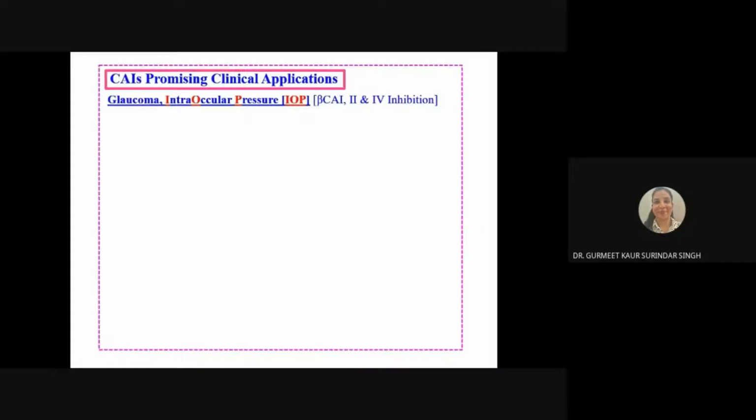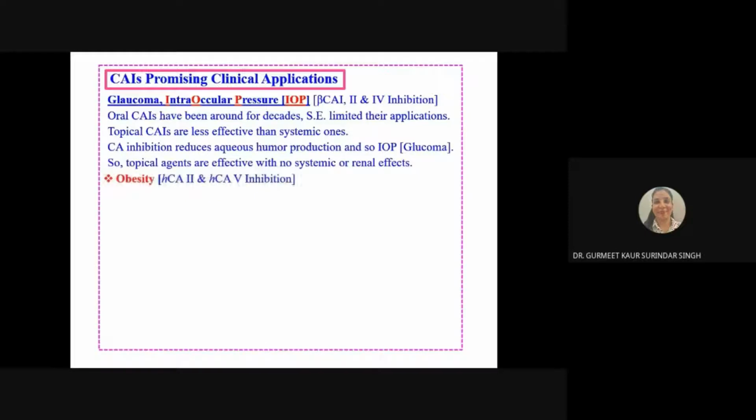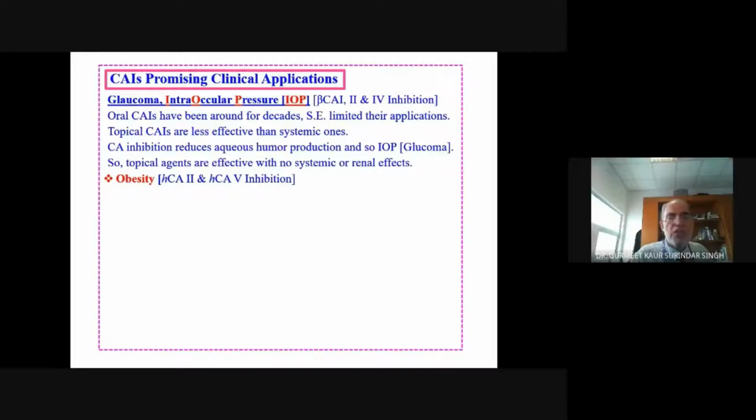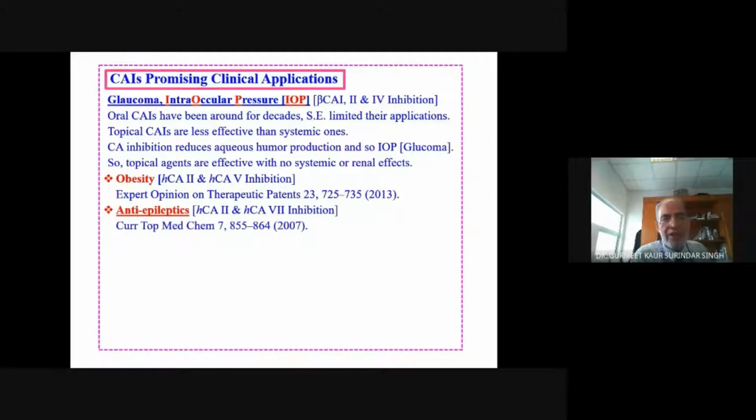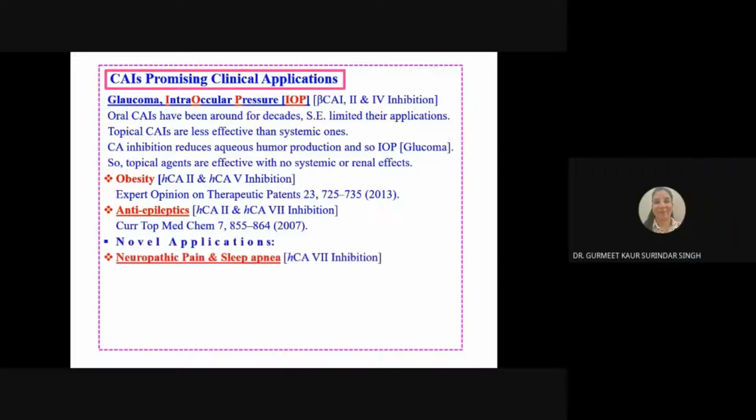What about the recent clinical applications of carbonic anhydrase inhibitors? Treatment of glaucoma and reducing intraocular pressure, in addition to its use in obesity, where carbonic anhydrase 2 and 5 inhibition allows weight loss. In addition, in anti-epileptics, carbonic anhydrase 2 and 7 also are important in this respect.